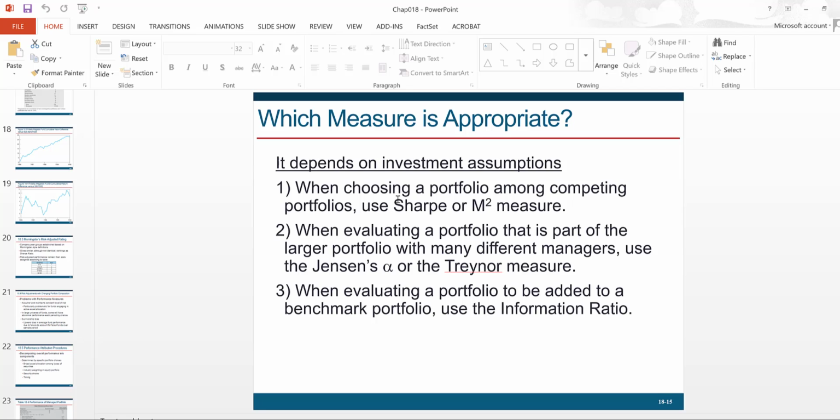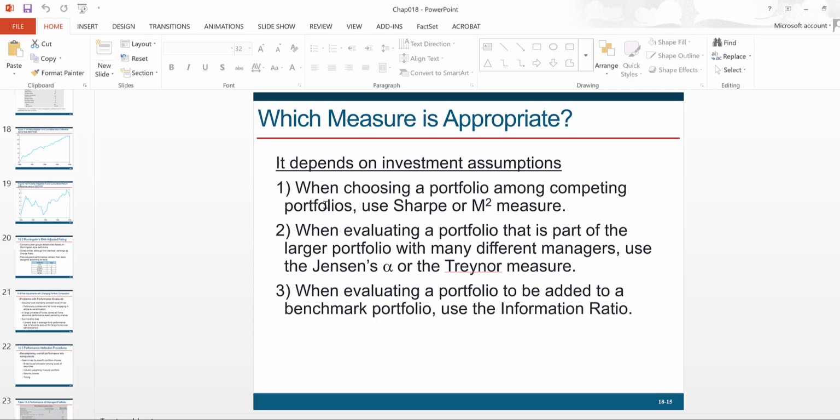So for example, let's say you are choosing one fund amongst a number of different possible choices. In that case, if that fund is managed in isolation, then you use a sigma based measure like the Sharpe measure or M2 measure. Okay, why? Because the fund might not be diversified. The fund manager might choose to hold a concentrated portfolio. There might be some firm specific risk remaining in the portfolio, so you want to account for that.